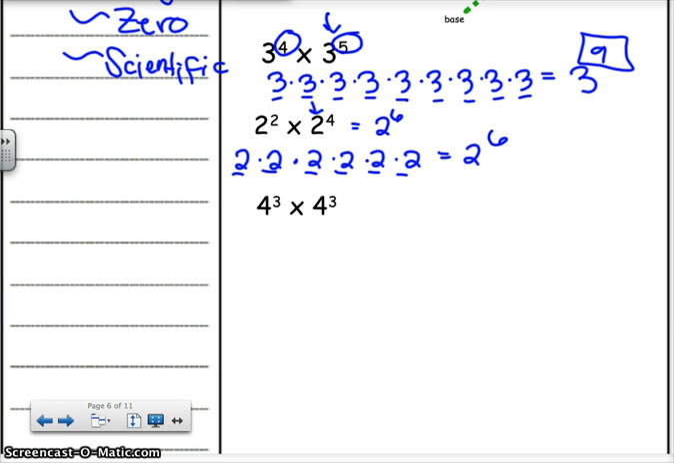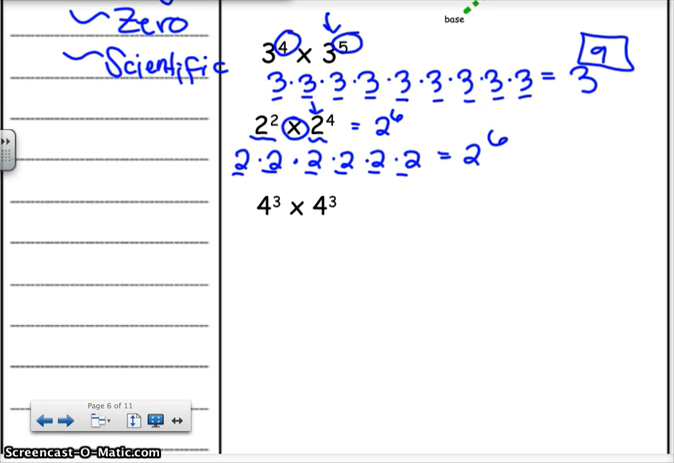Now notice they're the same base. Base means big number. So they're the same base. That's why this works. And also why it works, it's not only that they're the same base, but you have a multiplication sign in the middle. If it's add, you can't do it. It's only if you multiply.